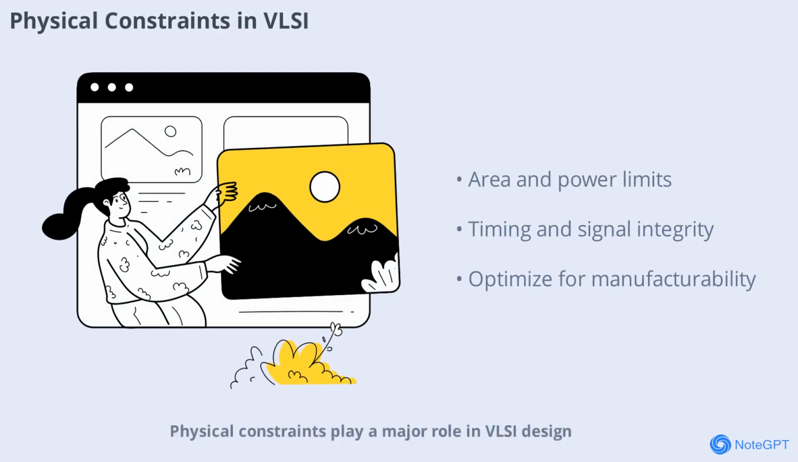Physical constraints play a major role in VLSI design. Designers must consider chip area, power dissipation, timing, and signal integrity. These constraints influence every stage of the design process, from architecture to layout. Managing physical constraints is key to achieving a successful and manufacturable chip. Advanced simulation and analysis tools help designers optimize their designs within these limits.